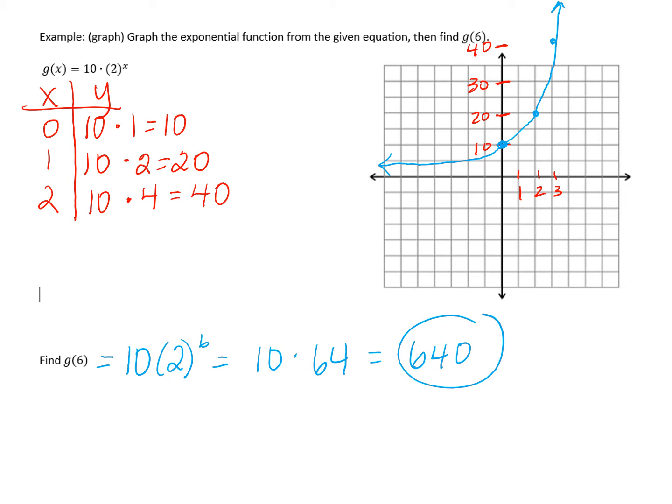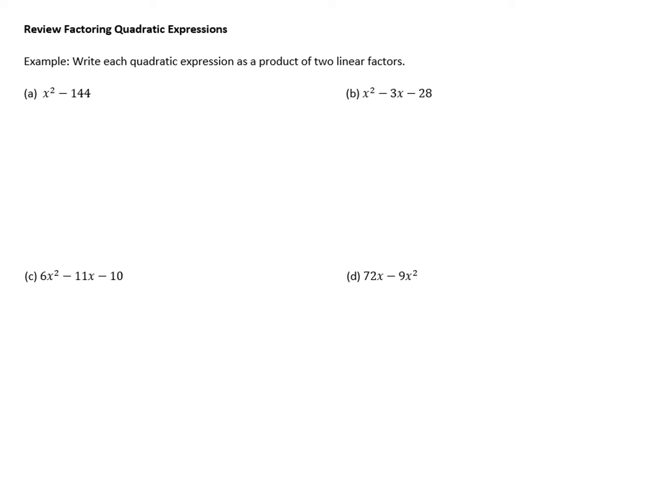And so that's a review of graphing exponential functions. All right, and the last thing that we're going to review, which is something we did during remote learning, is factoring quadratics. I'll put some special cases in here. I tried to give you kind of an example of everything that we worked on.